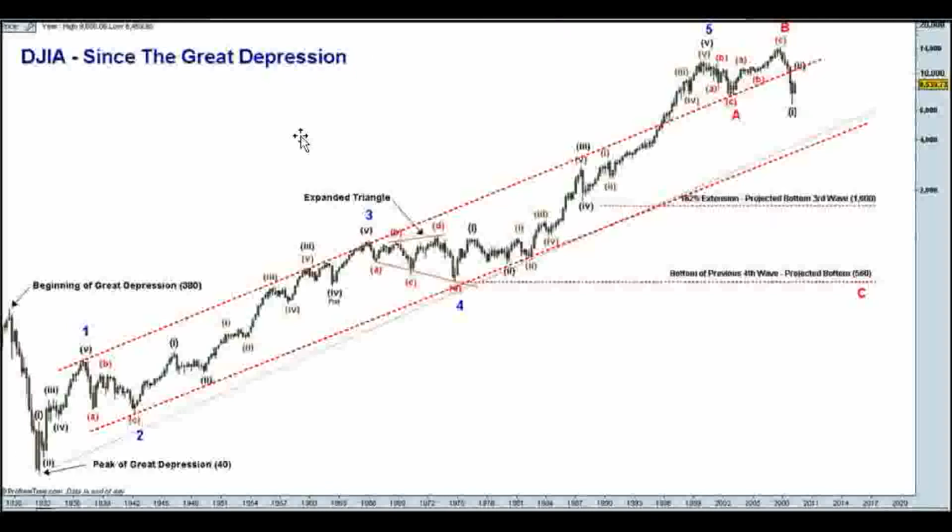Okay, here's my interpretation of the Elliott Wave Theory for the Dow Jones Industrial Average since the Great Depression. Now, I've seen a lot of videos online talking about the different Elliott wave patterns since the Great Depression, and some of them I agree with, some of them I don't. So I thought I would do my own and give you my interpretation of where it is today and where I think the next move will be, and ultimately where it will terminate.